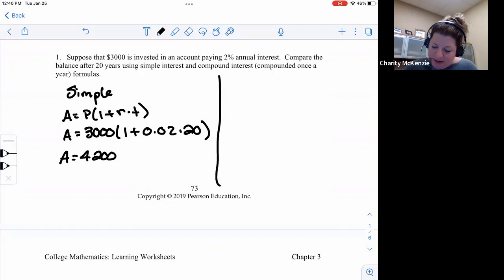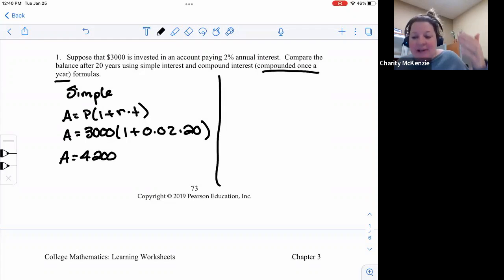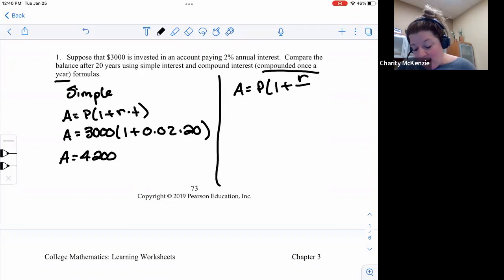I guess once a year. Oh, here it is. Compounded once a year. I was like, it has to tell you. Compounded yearly is once a year. So then we're going to have our new formula of A equals P times 1 plus the rate divided by, I'll use their M, which is fine. And then it's M times time.